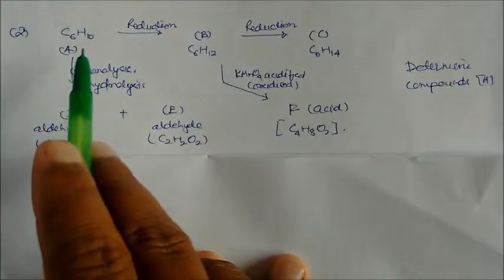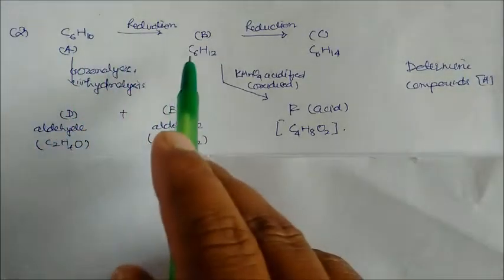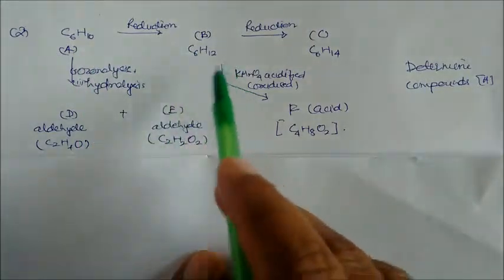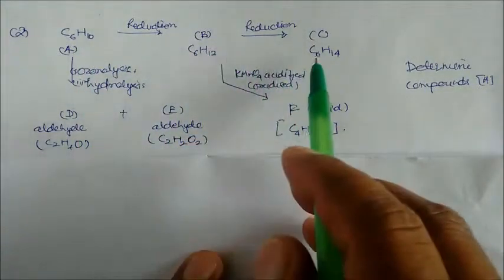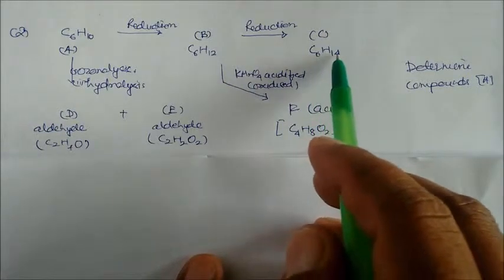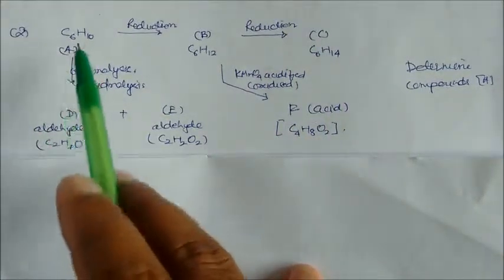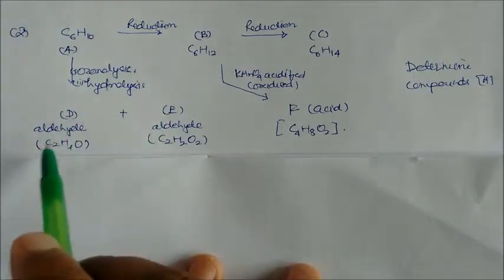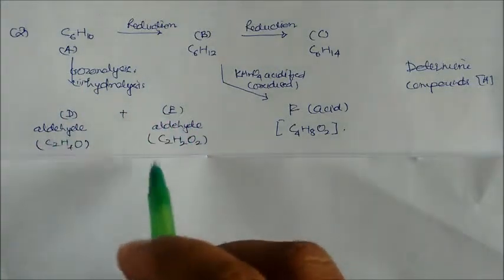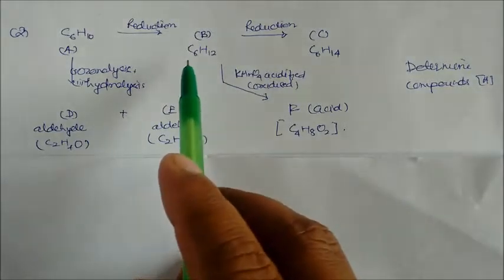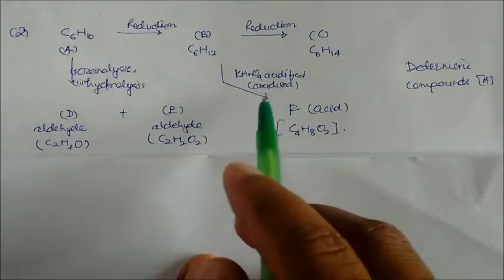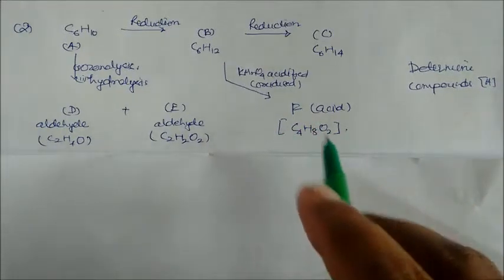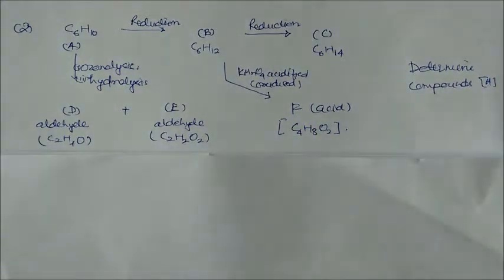So this is C6H10, A. On reduction we will get C6H12. One double bond is reduced, again the double bond is reduced to become alkane. This is the C6H14 compound C. Again this A compound on ozonolysis followed by hydrolysis will give you D and E, both aldehydes. Again this B on KMnO4 oxidation, we will get product F. F is an acid. So what is the compound A to F?